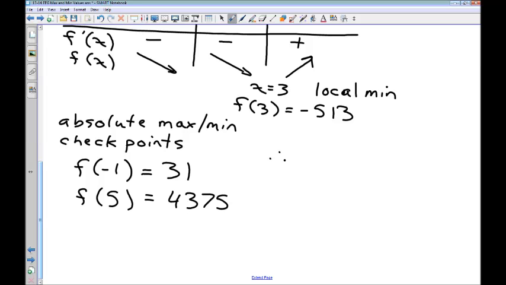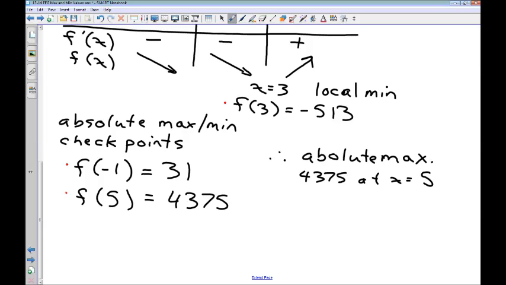So, what is our absolute maximum here? Well, largest possible y value, considering our critical point and our local minimum, our two endpoints, tells us that our absolute maximum is 4,375 at x equals 5. And our absolute minimum is going to be at our local minimum. Negative 513 at x equals 3. So there we have it, our one local minimum on our domain, and our absolute maximum and our absolute minimum.